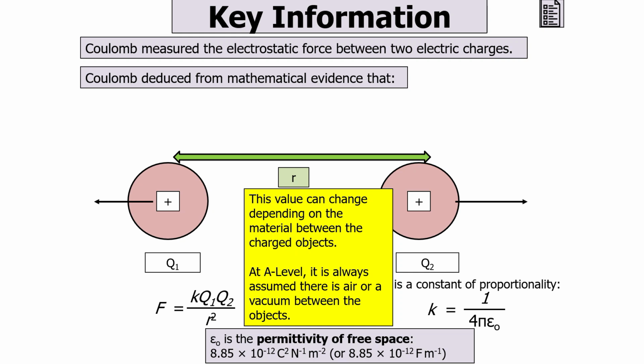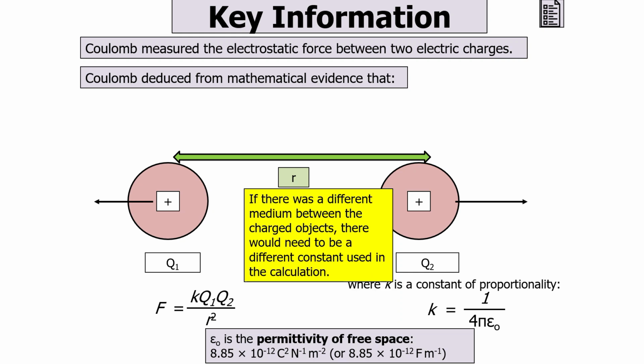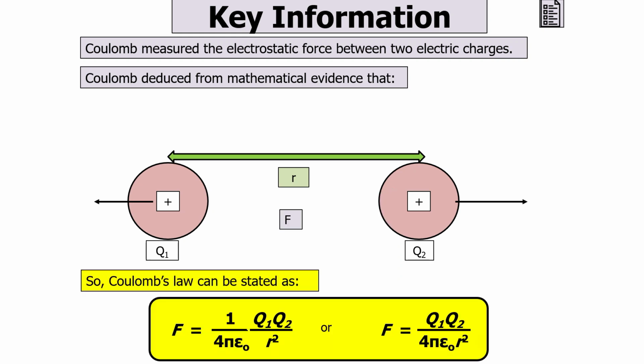Now, this value can change depending on the material between the charged objects. At A level, it's assumed that there's air or vacuum between the objects. If there was a different medium between the charged objects, there would need to be a different constant used in the calculation. So therefore, we can now state Coulomb's law as F is equal to 1 over 4 pi epsilon 0 times Q1 Q2 over r squared, or F is equal to Q1 Q2 over 4 pi epsilon 0 r squared.